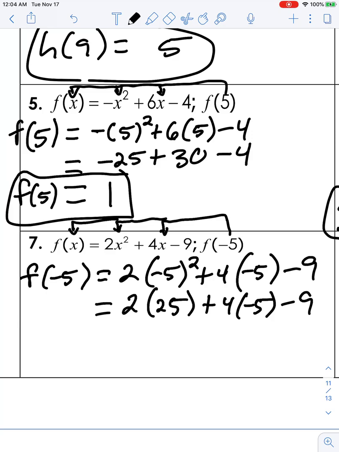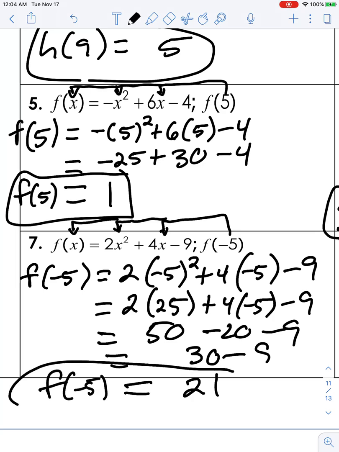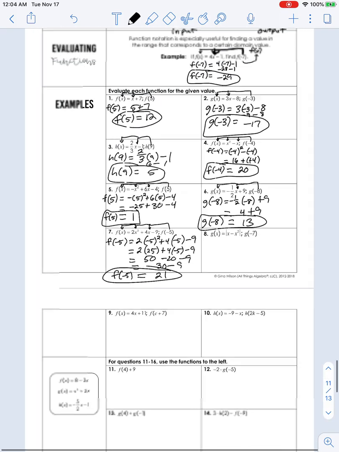All right? So now it's multiplication. Pretty simple. 2 times 25 is 50. And then 4 times negative 5 is negative 20. And then it's simple subtraction. Okay? 5 minus 20 is 30. Minus 9 is 21. So f of negative 5 is 21.